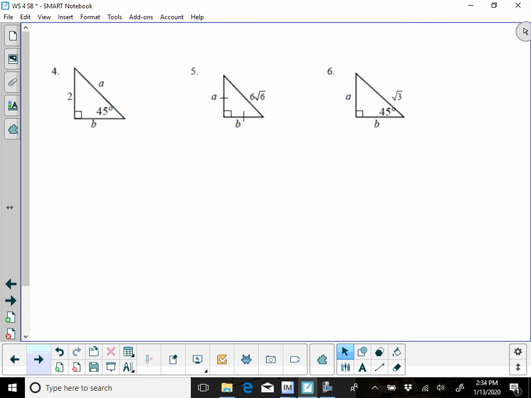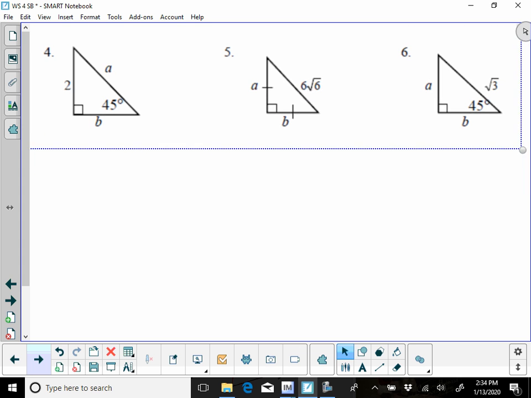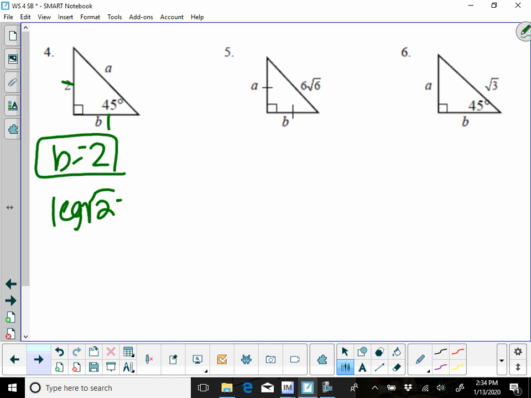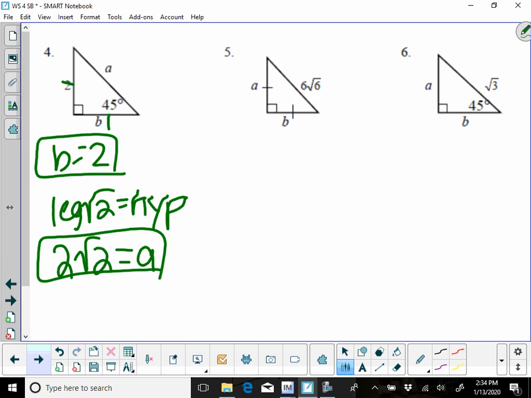All right, 4, 5, and 6. For number 4, 45, 45, 90 has two legs the same, so you automatically know that B equals 2. And this is a kind of easy one because leg times the square root of 2 is hypotenuse length. So our leg here is 2 times the square root of 2 equals A, and you're done.